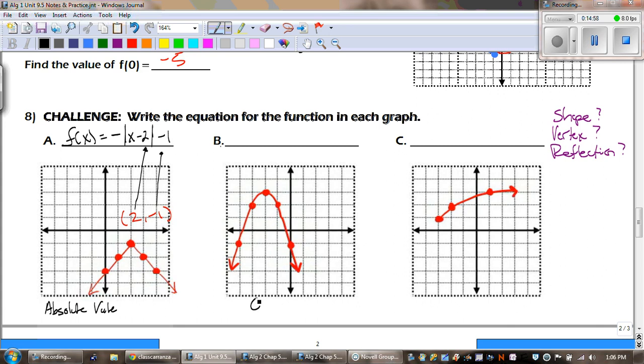Okay? What about B? B is a quadratic. Good. What's our vertex? Okay, the vertex is -2, +3. So you can pick any letter, that doesn't matter. Is there a reflection? Yes, so that's got to be negative. Okay, that -2 comes here and it's the opposite, so it's +2. Don't forget the square because we're talking about a quadratic. And then +3. That's where the 3 goes.